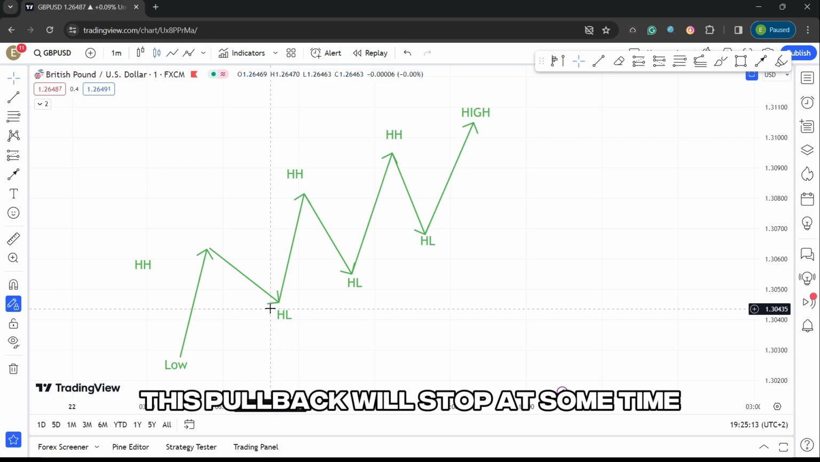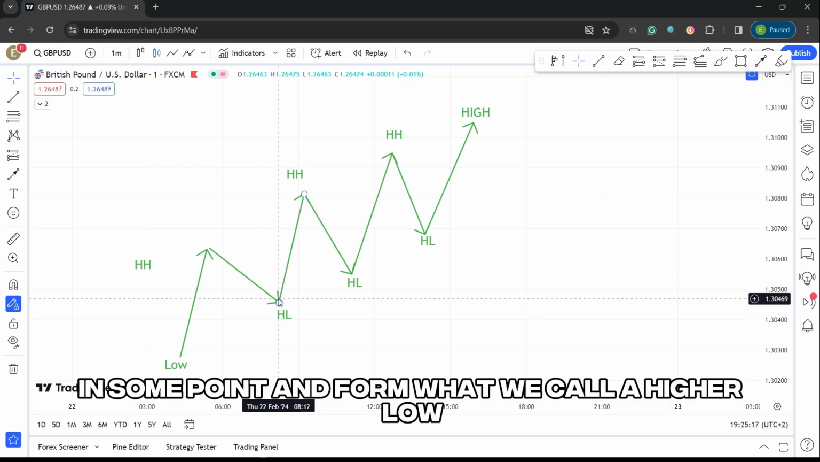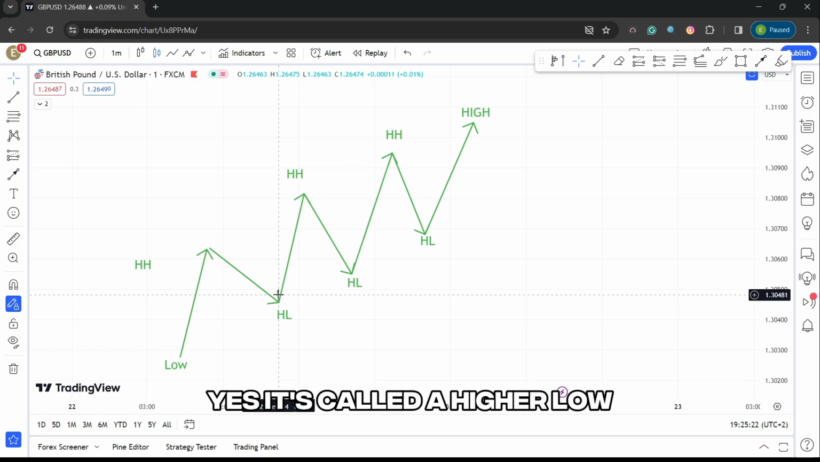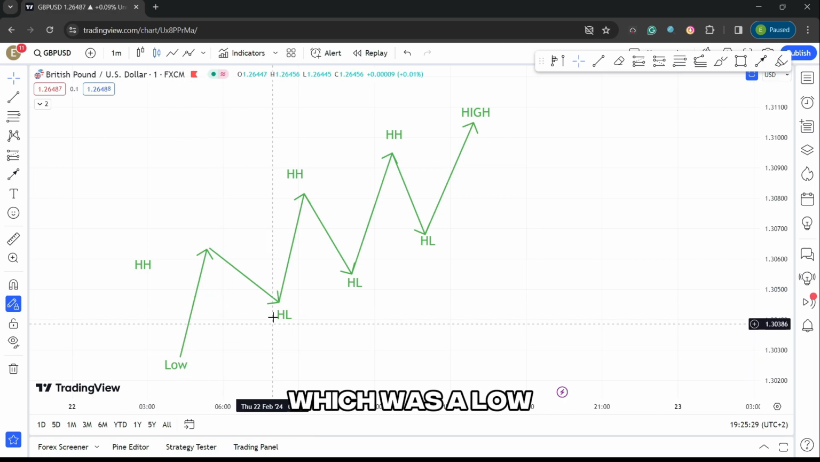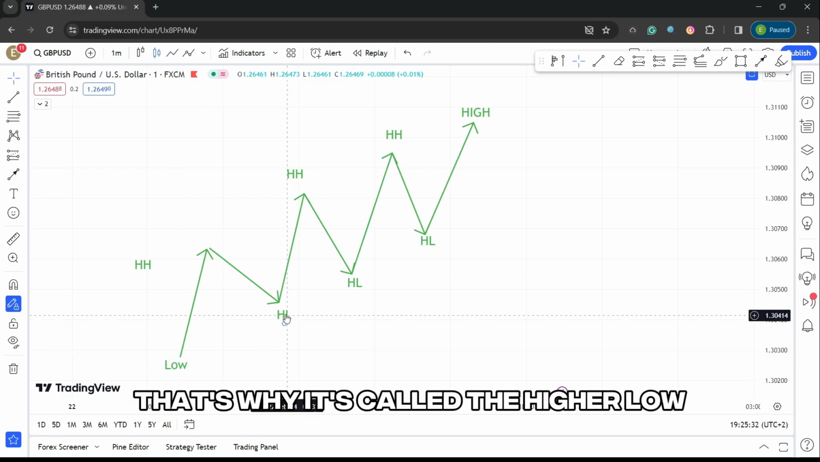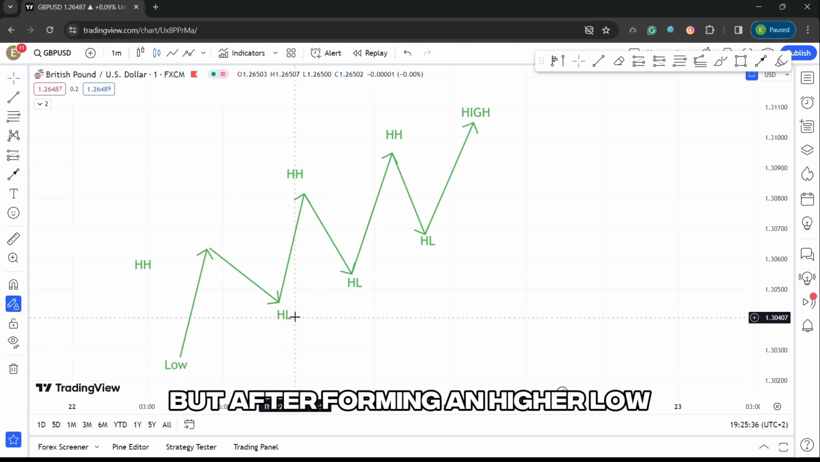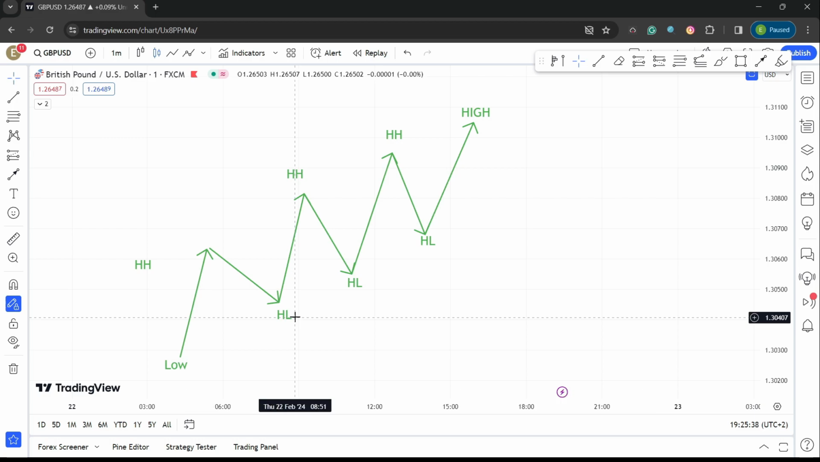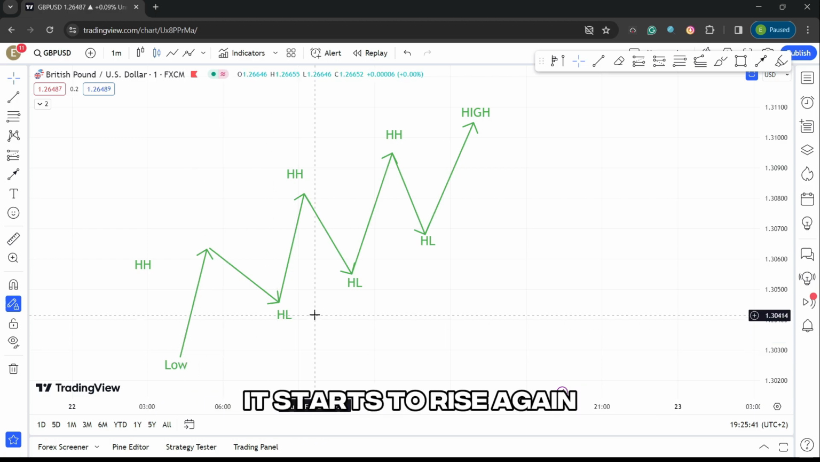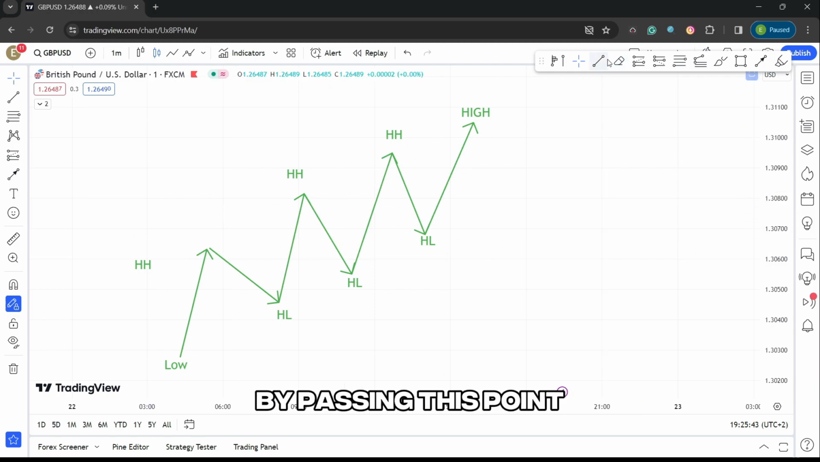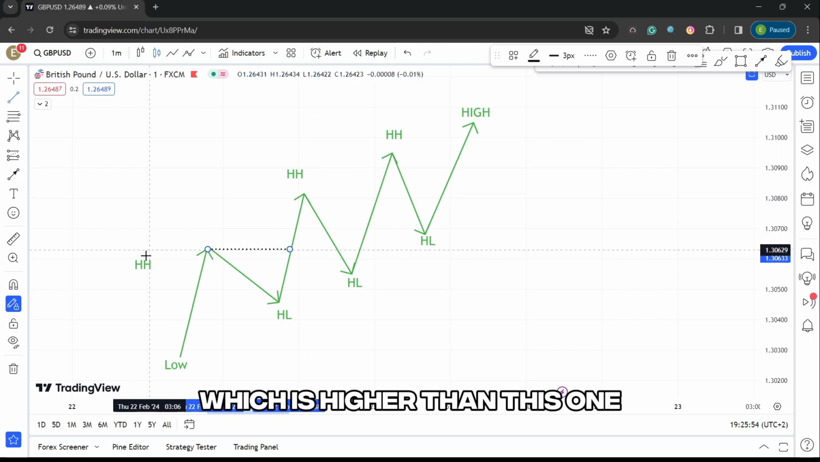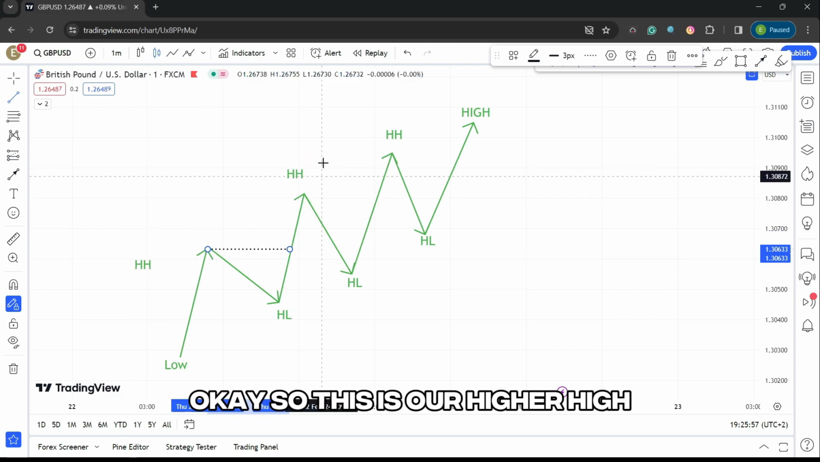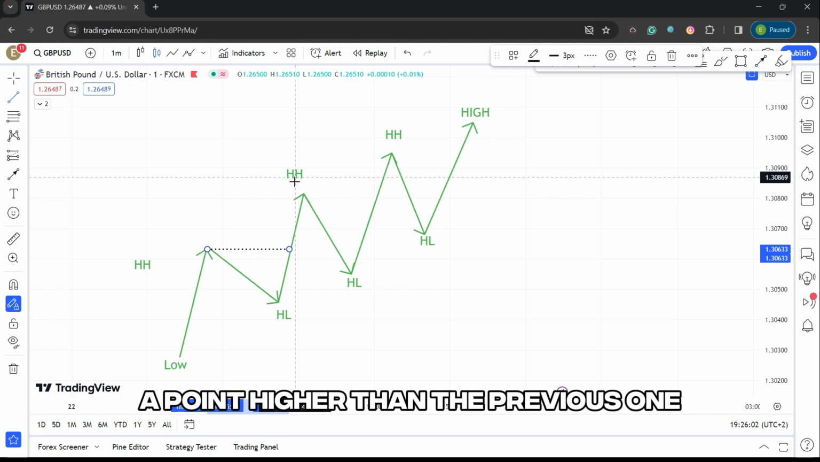This pullback will stop at some point and form what we call a higher low. It's called a higher low because it's higher than the last point here, which was a low. This one is higher than this one, that's why it's called a higher low. But after forming a higher low, we start to rise again by passing this point. By passing this point, we create a new high, which is higher than this one. So this is our higher high, a point higher than the previous one.